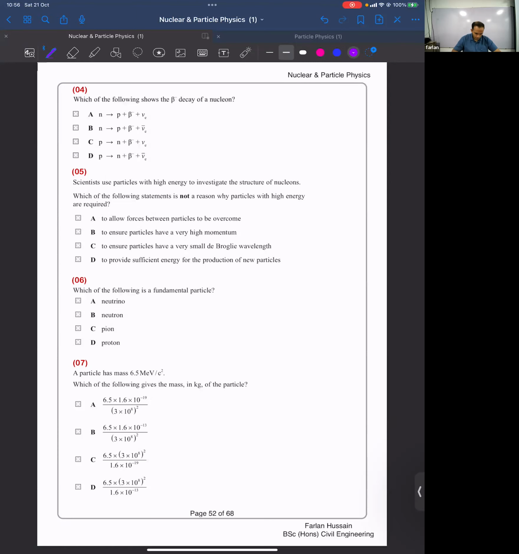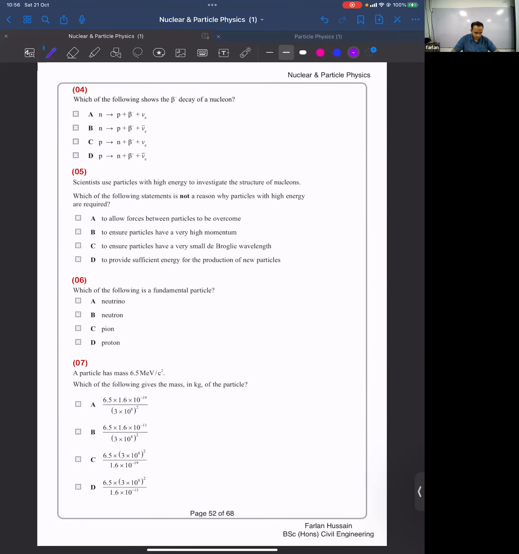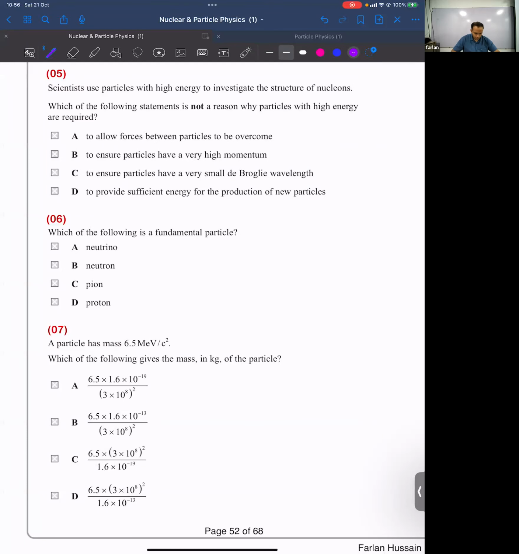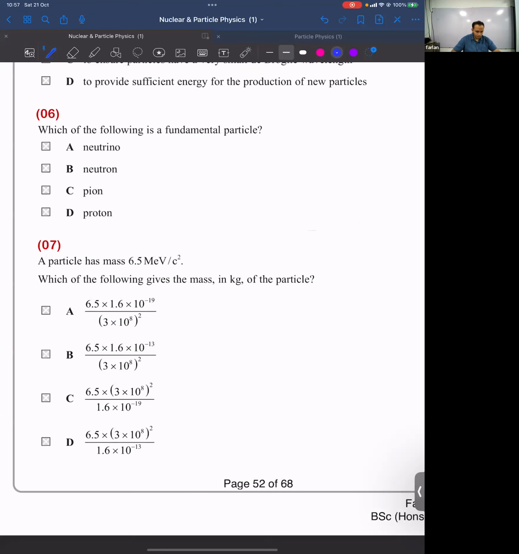Guys, from the MCQs, page number 52. Page number 52, question number 7. Page 52, question 7. Straightforward. A particle has a mass of 6.5 mega electron volts over c square. Which of the following gives the mass in kilograms of the particle?